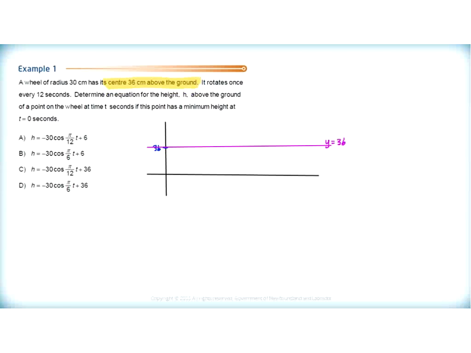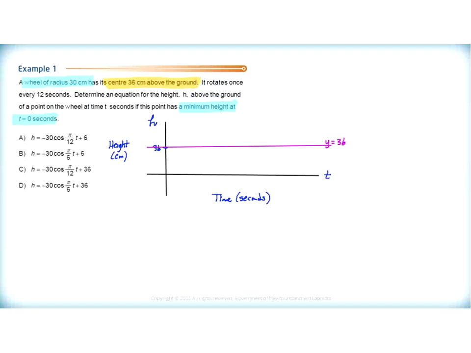The next thing we need to notice is that the radius of the wheel is 30 centimeters. And we are also told that the minimum height occurs at t equals 0 seconds. So if the horizontal axis here represents the time t, and that time is in seconds, the vertical axis represents the height, and that height is in centimeters.